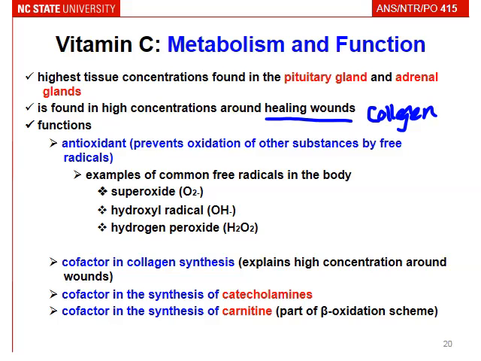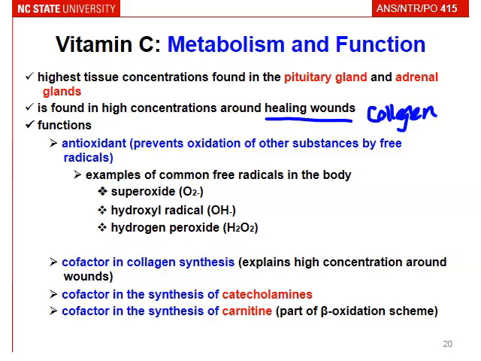All of our scar tissue is made up of collagen, so it's going to be higher concentrations around those areas. We have some of the functions. It's mainly an antioxidant. So you could see vitamin C, in contrast to vitamin E, which was only an antioxidant and really didn't have any other function, but vitamin C has many more functions outside of its antioxidant properties. So it's an antioxidant.